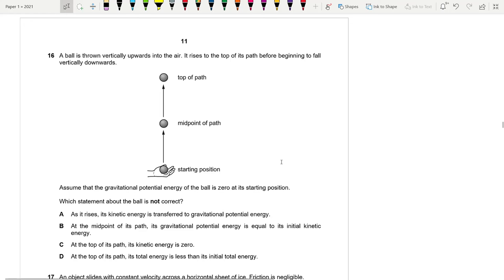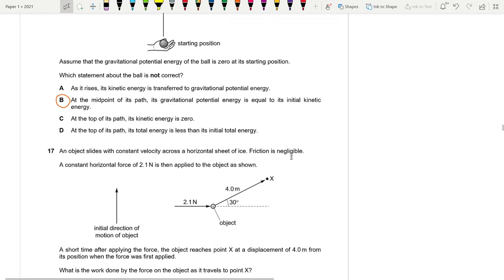It rises to the top of its path before beginning to fall vertically downwards. Assume that the gravitational potential energy of the ball is zero at its starting point. Which statement about the ball is not correct? As it rises, its kinetic energy is transferred to gravitational potential energy. True. At the midpoint of its path, GPE is equal to initial KE. No. At the top, that's true. At the top highest point, the GPE is equal to KE. Okay, so this is not right.